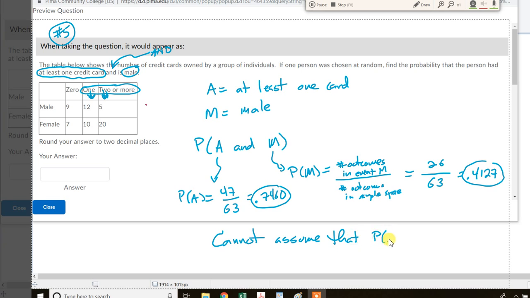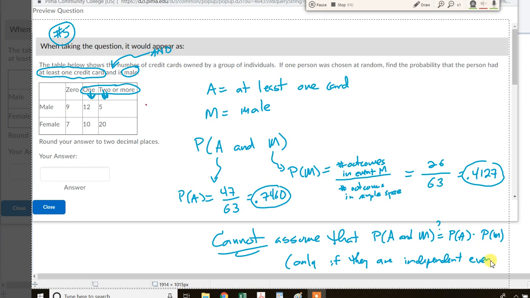So we can't assume that the probability of at least one card and being male is equal to the probability of at least one card times the probability of being male. We don't know, so we cannot assume that. It is only if they're independent, and we don't know if they are. So is there another way around this? And the answer is yes.